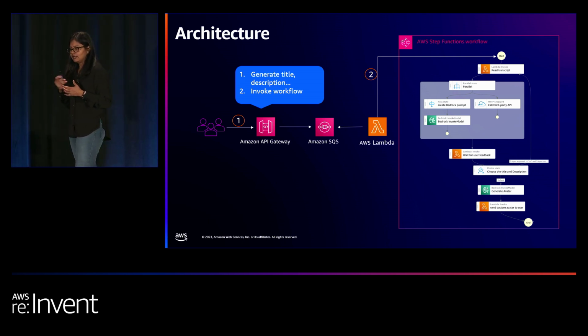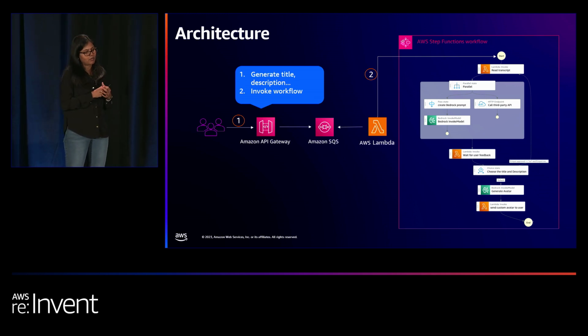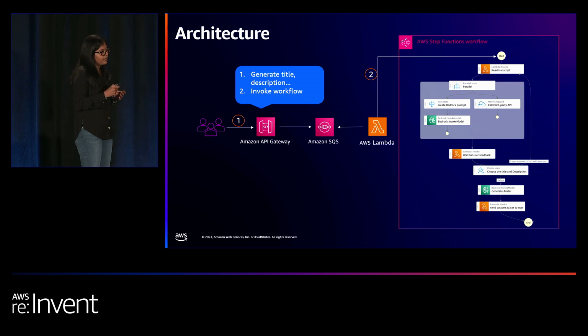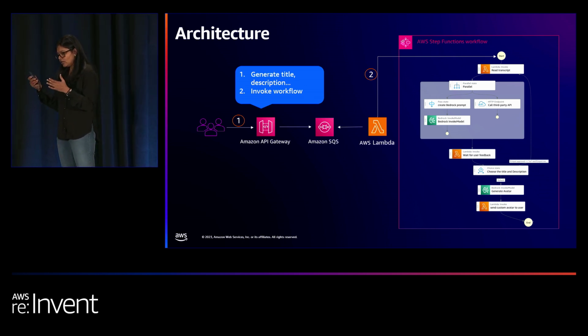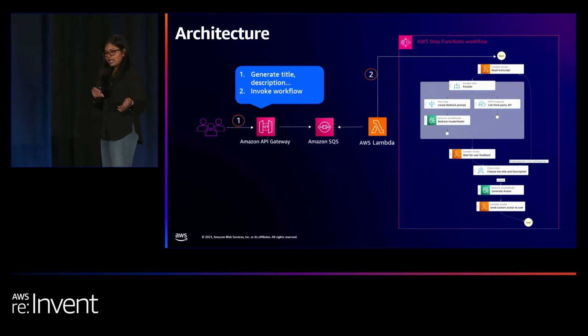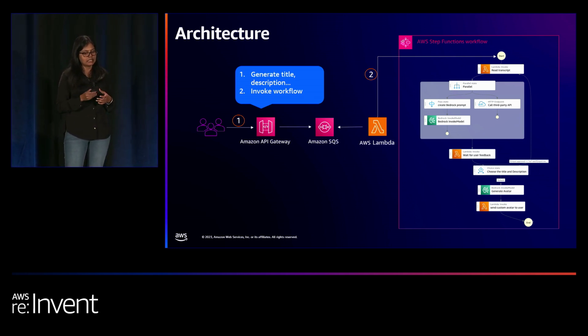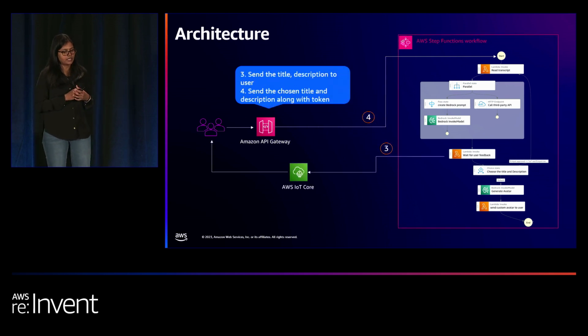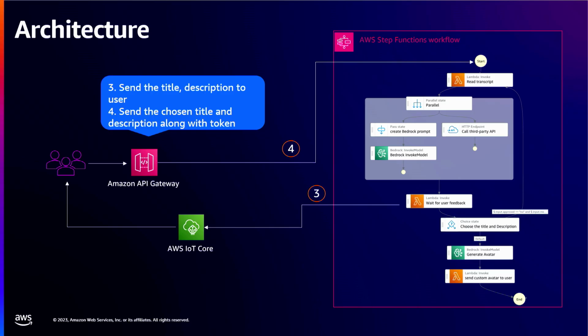So we use Lambda event source mapping to consume messages from Amazon SQS. And then we invoke their workflow. The workflow handles the entire process. So within the workflow, we create the multiple title and description. After we create the title and description, we send it through a WebSocket communication to the UI. And we use AWS IoT Core for the WebSocket communication.